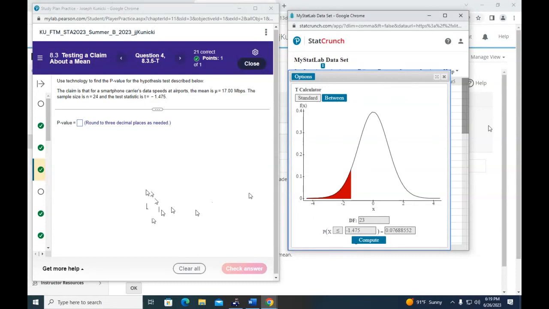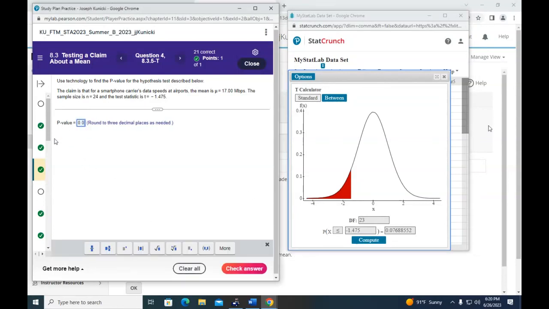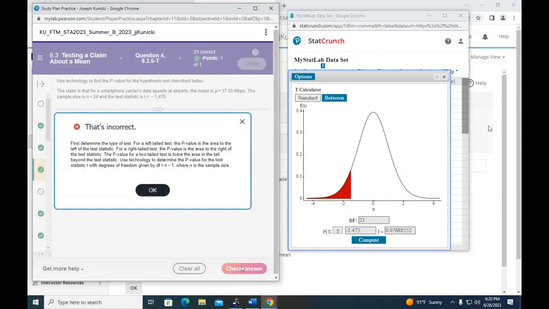But they're not telling me whether it's a one-tailed or two-tailed test. Oh, it's two-tailed because that's the claim. So it's two-tailed. So I have to double that number. So see, watch. If I put in 0.077, I gotta double that.